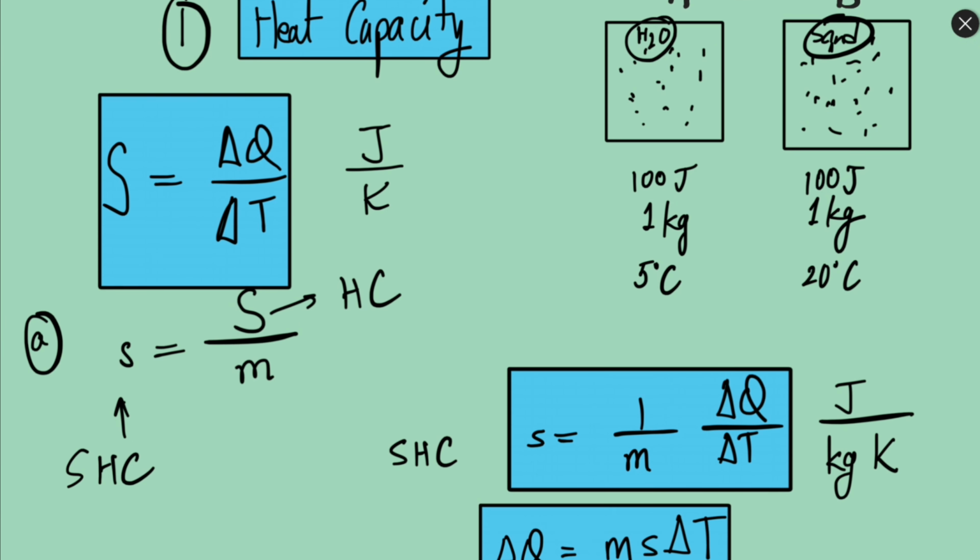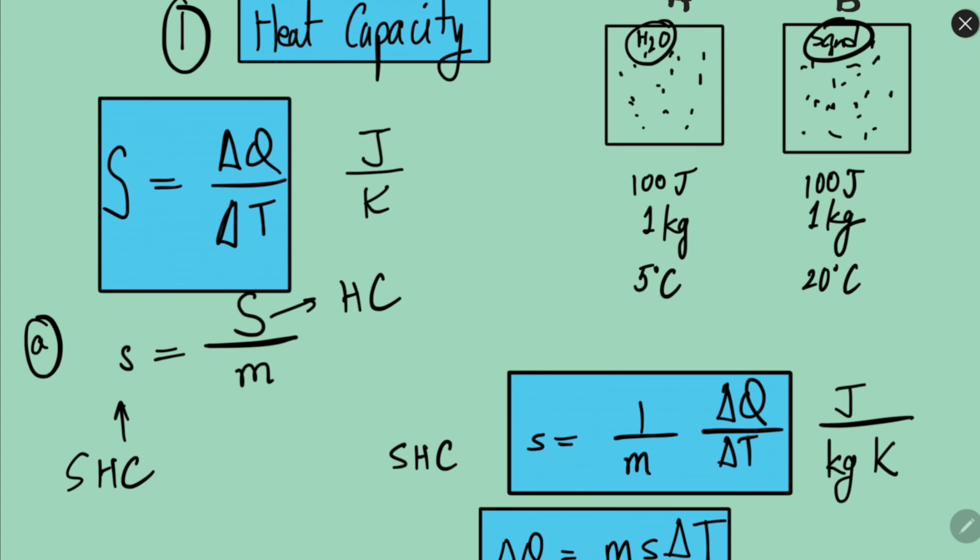So now we will discuss the different types of heat, and specifically the specific heat. There is a concept called heat capacity. Heat capacity tells us how much heat is to be given to any substance in order to increase its temperature by a particular amount. Heat capacity is represented by S, and it is the amount of heat given for increasing a particular amount of temperature. Its unit is joule per Kelvin.